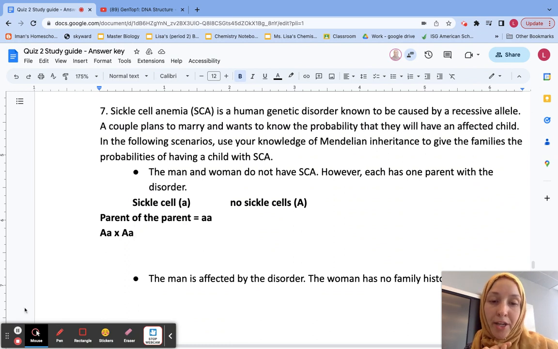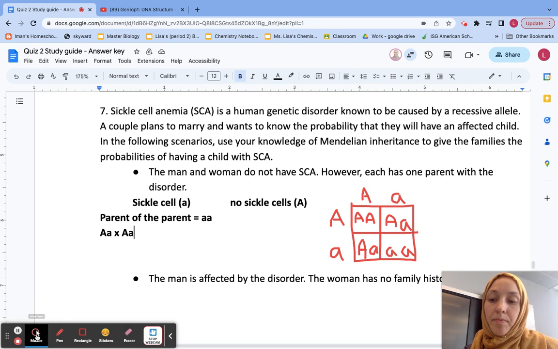All right, go ahead, make your Punnett square to give the families the probability of having a child with sickle cell anemia. Okay, so when I made my Punnett square, no sickle cell is the dominant trait, so no sickle cell, no sickle cell, no sickle cell. There's a 1/4 chance that a child will have sickle cell. So what is the probability of having a child with sickle cell? 25%. 1 out of 4, 25%.